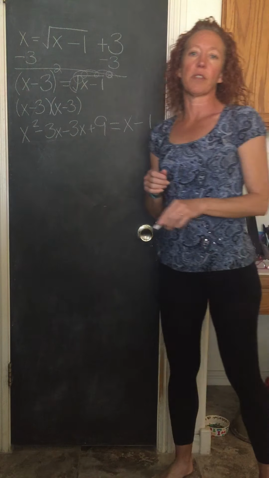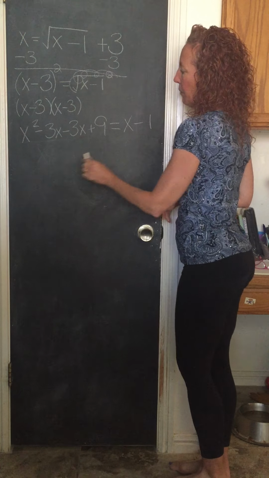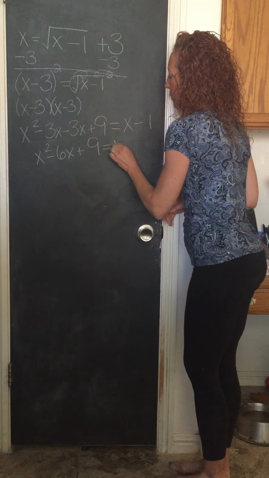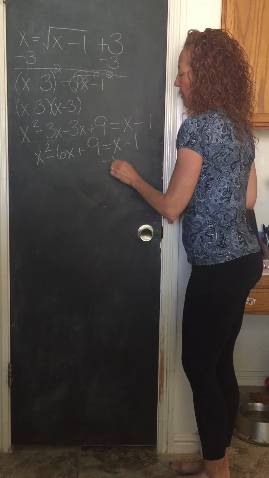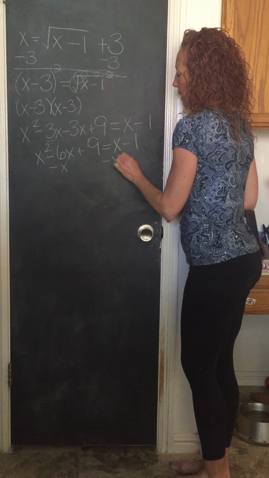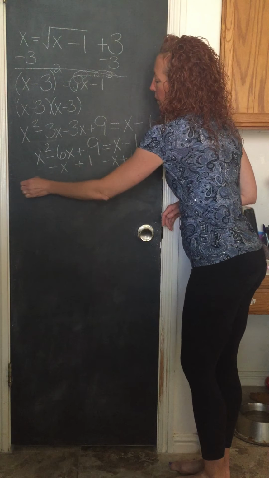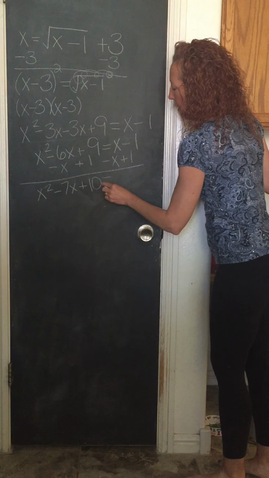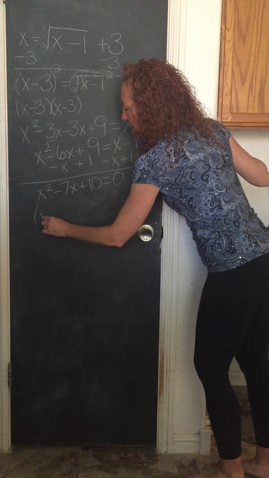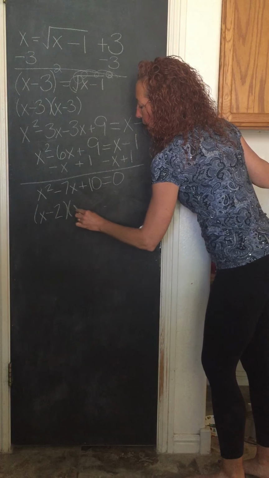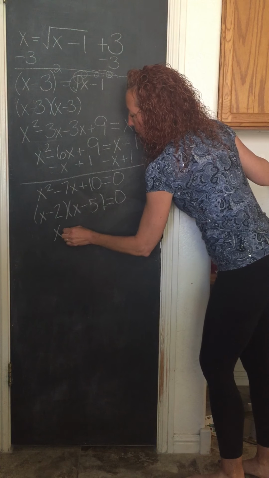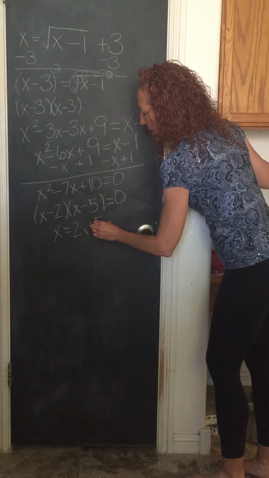So let's take this to the other side. Well, let's simplify first. X squared minus 6x plus 9 equals x minus 1. Let's bring this x to the other side. Let's add 1. X squared minus 7x plus 10 equals 0. Let's factor. We have x minus 2 and we have x minus 5. And so my answers are positive 2 and positive 5.